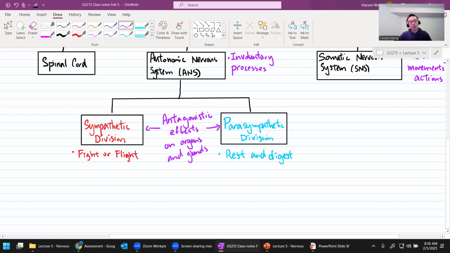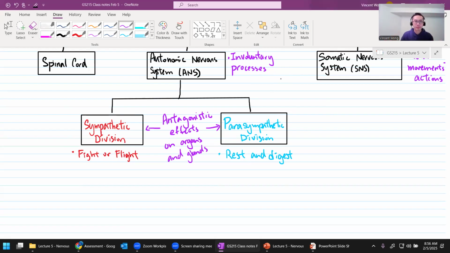Okay? When you are in a dangerous situation, you want to dilate your pupil. You want to be able to see clearly. When you are just chilling at home, resting, your pupils go smaller. You're getting ready to sleep.